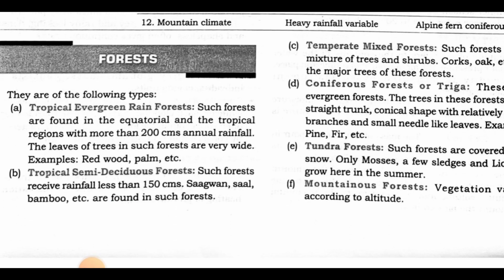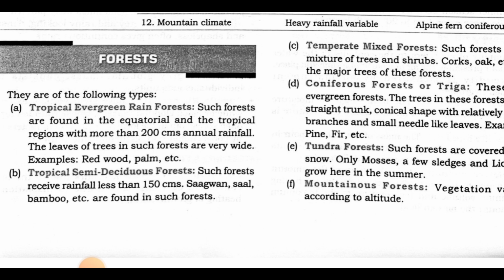Forests. They are of the following types: tropical evergreen rainforest, tropical semi-deciduous forest, temperate mixed forest, coniferous forest or taiga, tundra forests, mountainous forests. Tropical evergreen rainforests are found in the equatorial and the tropical regions with more than 200 centimeters annual rainfall. The leaves of trees in such forests are very wide. Examples: rosewood, palm, etc.